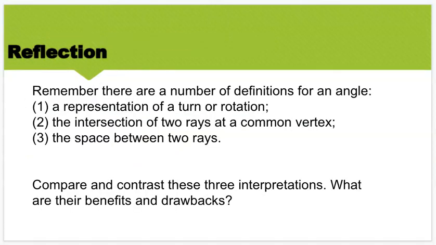So remember, you can have several definitions of an angle. One is a representation of a turn or a rotation. Another is an intersection of two rays at a common vertex. And a third is the space between two rays. Think about and compare and contrast these three interpretations. What are the benefits of each and what are the drawbacks? It's important for us to think about how we define things so we help students develop their conceptual understanding.